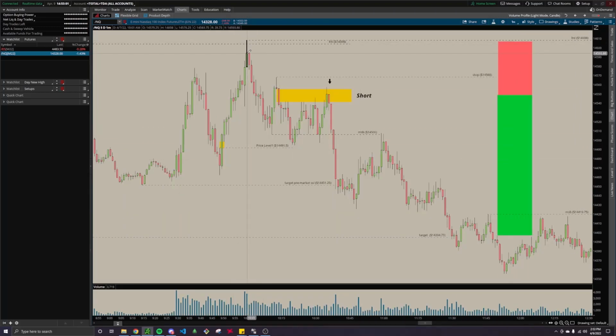So buy side liquidity was taken out. We create a couple fair value gaps. Obviously, this one never got reached, and then we finally break structure right here. There's a fair value gap right here.